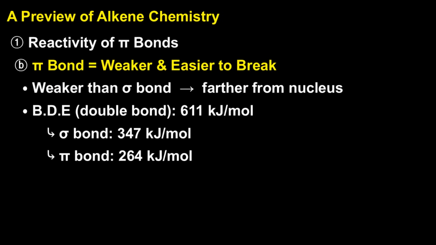Now let's take a closer look at the pi bond. A pi bond is weaker than a sigma bond, so it breaks more easily. It forms from the sideways overlap of p orbitals, but that overlap happens farther from the nucleus, so the bonding isn't very strong. And because of that, when an electrophile shows up, the pi bond is usually the first to react. That's why we say it's more reactive. If we check the bond dissociation energy, a double bond takes about 611 kilojoules per mole to break. The sigma part is 347, and the pi part is just 264. That's why in most reactions, it's the pi bond that moves first.